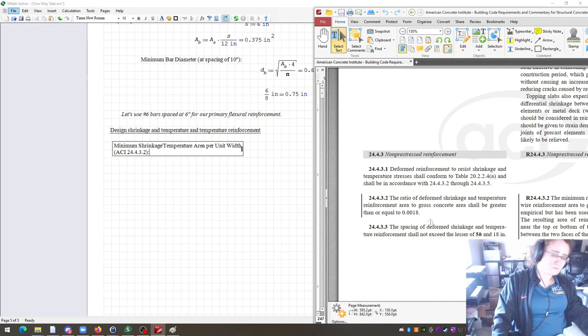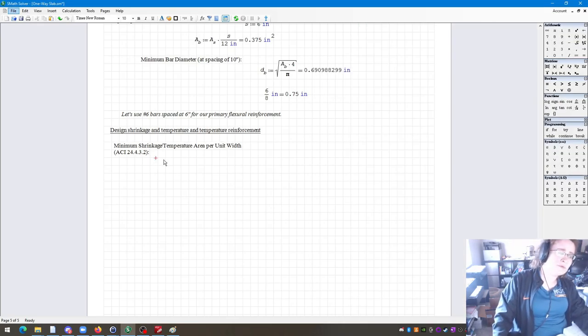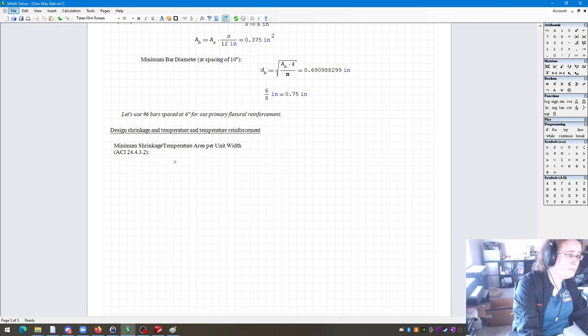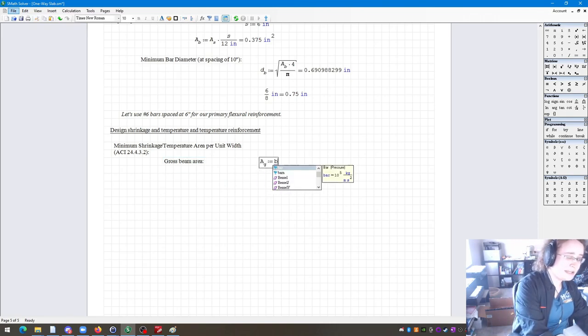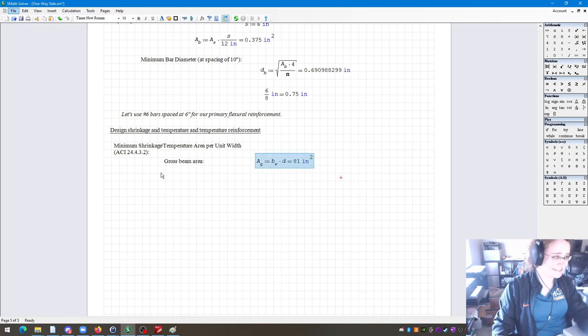So, the ratio of our temperature and shrinkage steel to the gross area must be 0.0018. And the gross area is just going to be equal to the beam width, in this case, the section of our slab, times the beam depth. So gross area, that's AG, equals the beam width times depth, which is that many in meters squared, or in freedom units, 81 square inches.